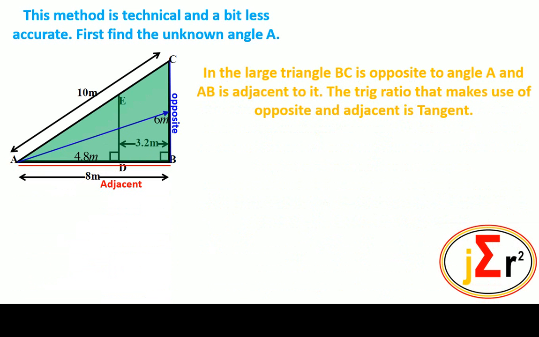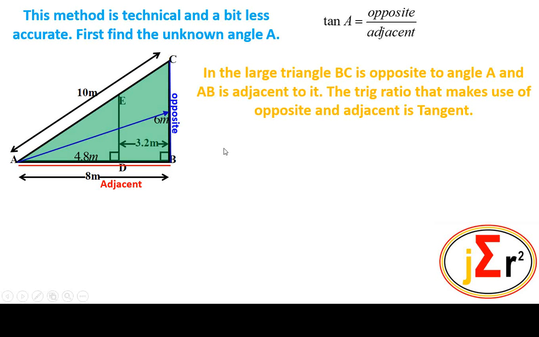In the large triangle, BC is opposite to angle A, as we can see. We have the large triangle, we have BC or CB, BC is opposite to the angle at A. Also, we have this side, 8 meters, which is adjacent to that angle. We have opposite and adjacent, and the trig ratio that we use in opposite and adjacent is tangent.